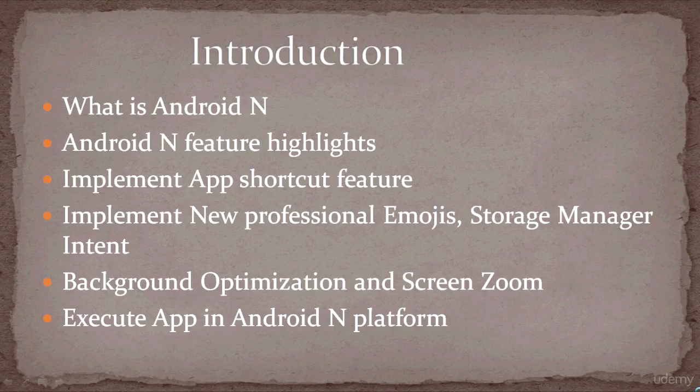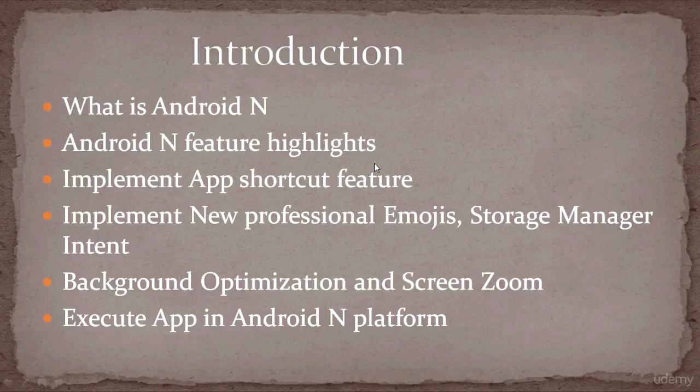These are the topics I will be covering in the coming sections of the video. I'll be telling you what Android N is, and the Android N feature highlights. I'll be discussing some important features available in Android N phones, because many of these features we will be discussing for Android O phones as well. So for Android N I have tried to keep it short and crisp, since I will be covering all those in the Android O section as well, but here I'll be telling you about the feature highlights. One of those highlights is the app shortcut feature.